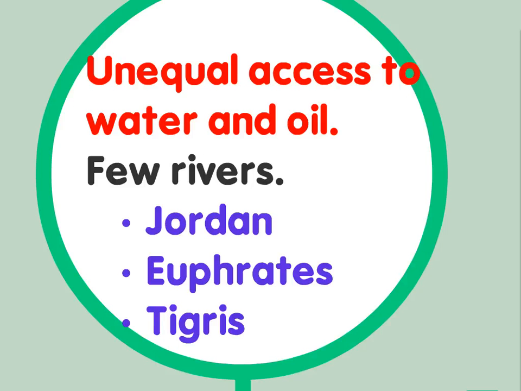Now, among the economic problems is that there is an unequal access to the water and oil. Some countries have a lot of oil and some countries have none, which means that we have a lot of haves and have-nots. And of course, we get conflict and resentment that comes from that, as some countries are rich and some countries are poor. We also have conflicts over water. There's very few rivers in the area. There's the Jordan, the Euphrates, and the Tigris, and not all countries have access to the water in those rivers. And we know that there's been at least one war fought over the unavailability of this water.